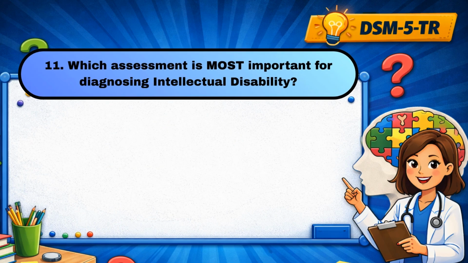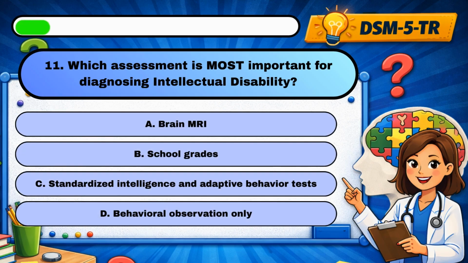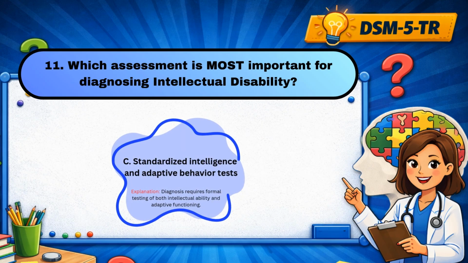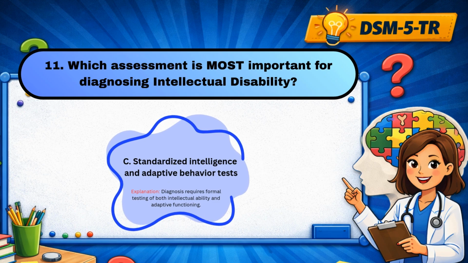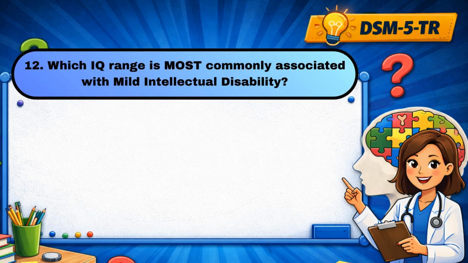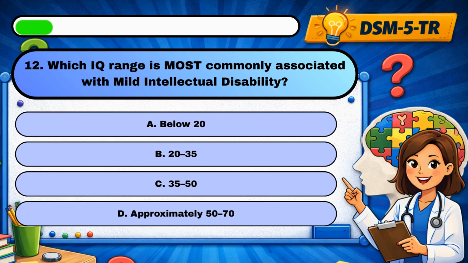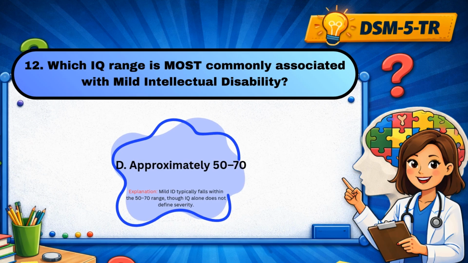Which assessment is most important for diagnosing intellectual disability? C. Standardized intelligence and adaptive behavior tests. Which IQ range is most commonly associated with mild intellectual disability? D. Approximately 50 to 70.